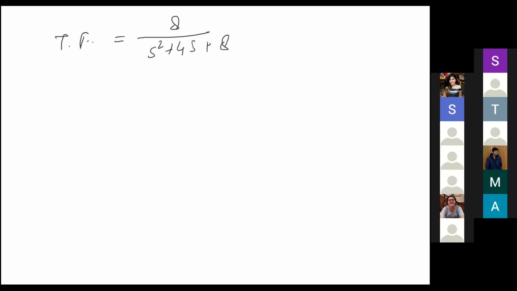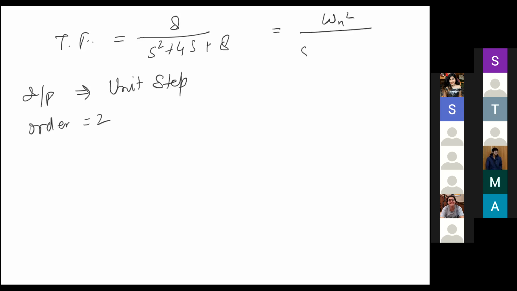So in this case, it is a second order system, and of course for this one we have already been given an input which is a unit step, and the order of the system is 2. So it means we can equate this one.